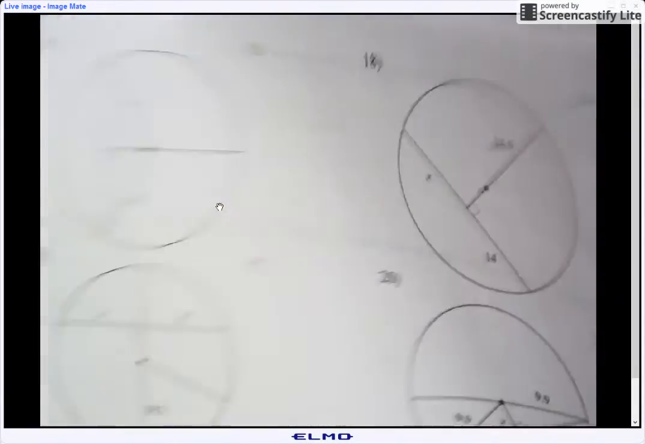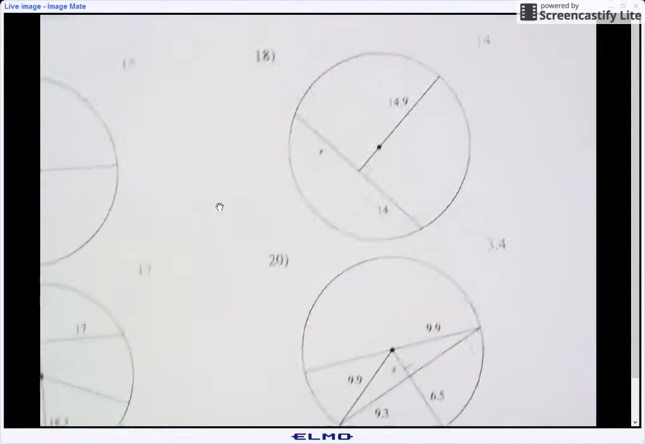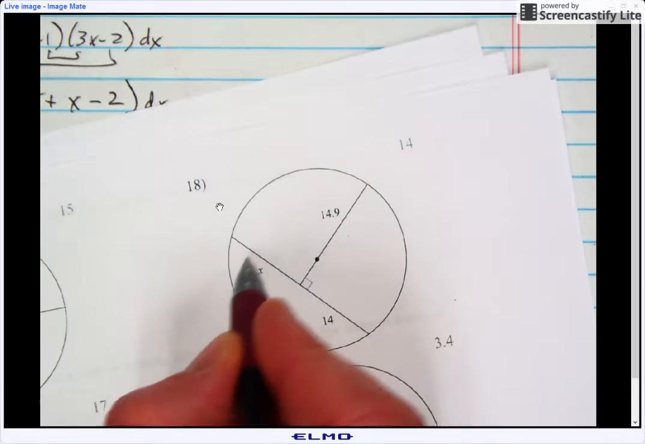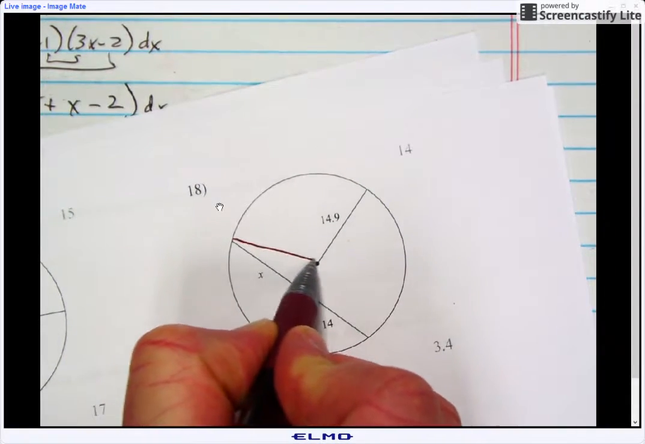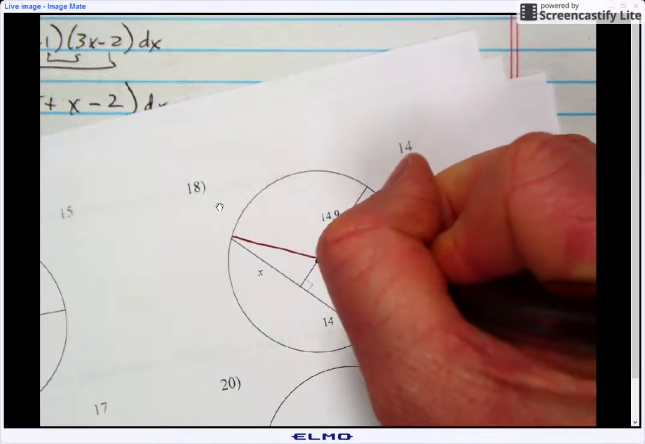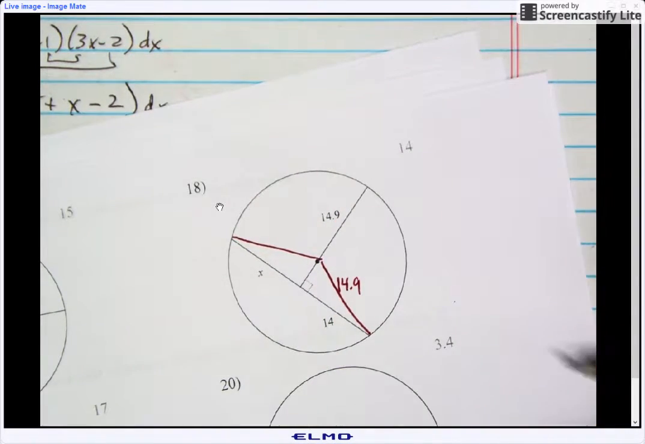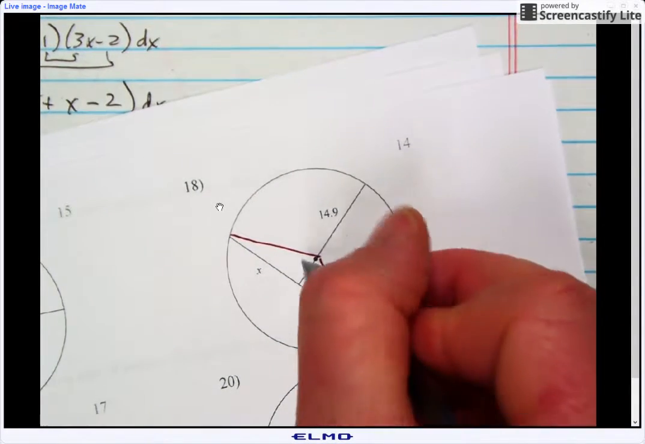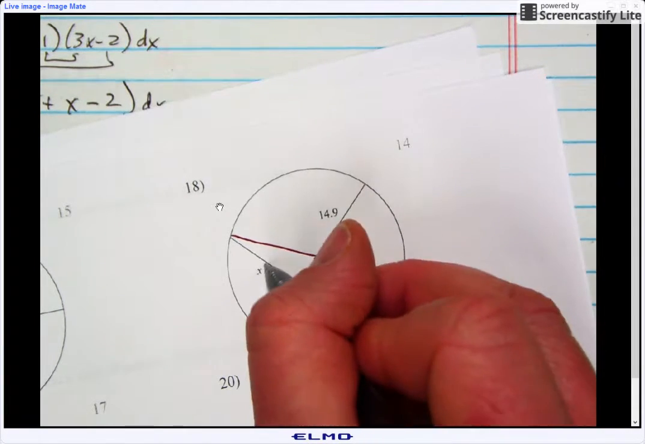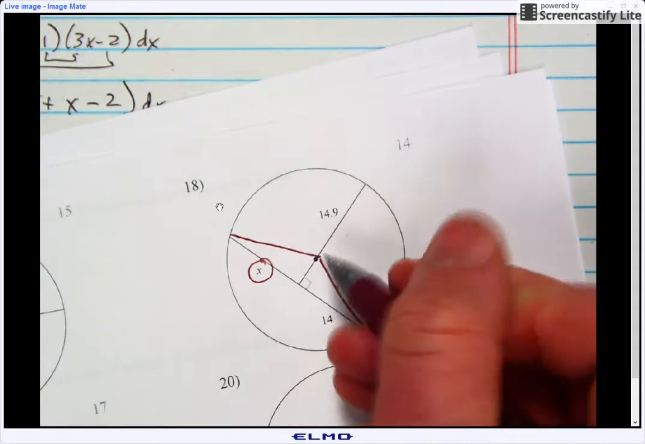As we get to the next page, something that you're going to want to do right away is, on a problem like number 18, draw in your radius and label it 14.9. Now I can do Pythagorean theorem. I can check anything out. Now what are we asking for? We're finding x. Well, this is an easy matchup.